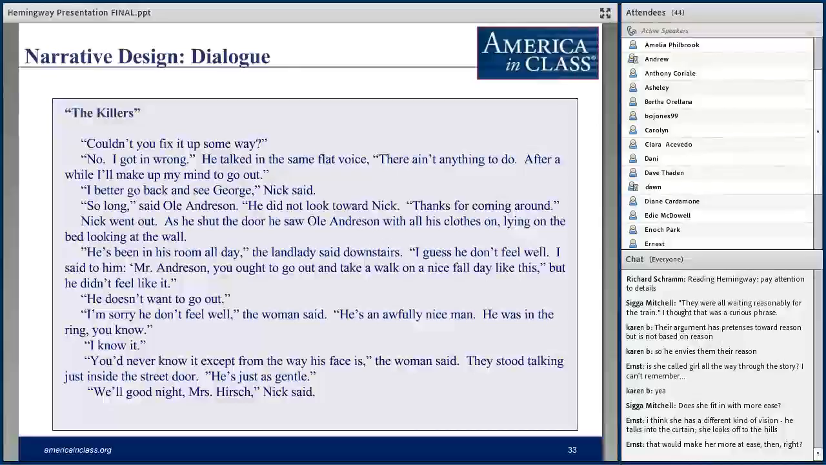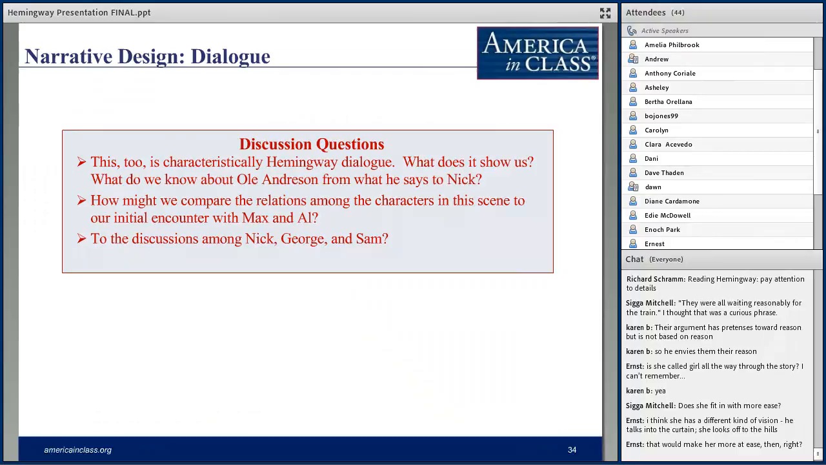So, same kind of Hemingway dialogue. What does it show us? What do we know about Ole Anderson from what he says to Nick? How might we compare the relations among the characters in the scene to those that are set up with our initial encounter with Max and Al, or with those among Nick, George, and Sam?